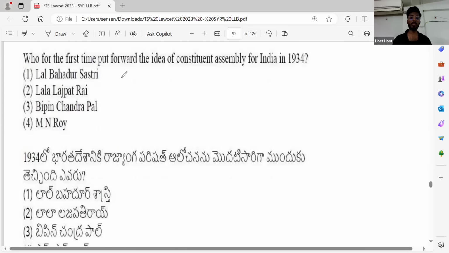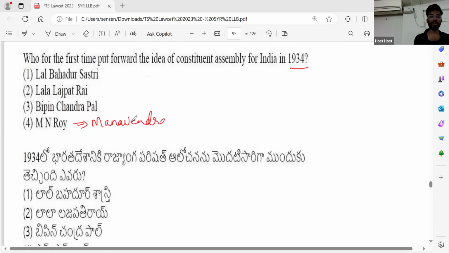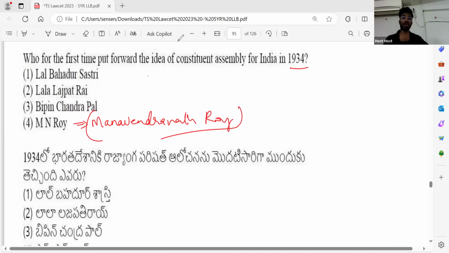Who for the first time put forth the idea of a Constituent Assembly for India in 1934? If you are paying attention in my class, very good, guys. Ipsita and Dikshita, well done. M.N. Roy, or Manavendra Nath Roy. So he is the first person who put forth the idea of a Constituent Assembly in India. Well done, guys. Very good. Next.